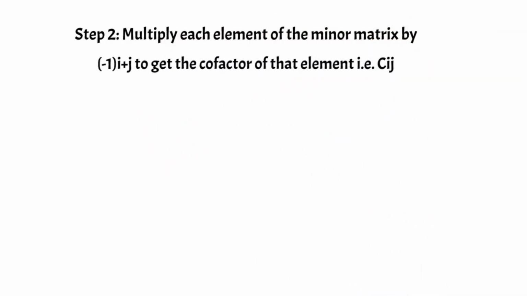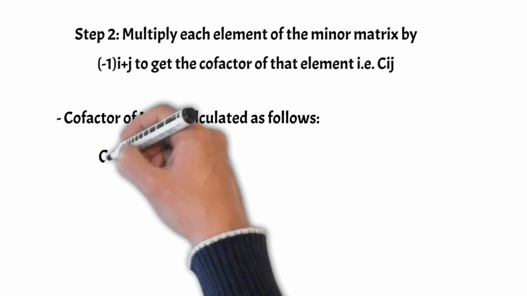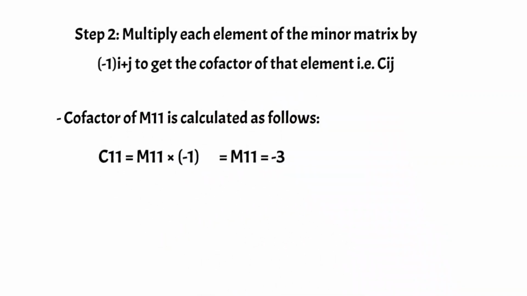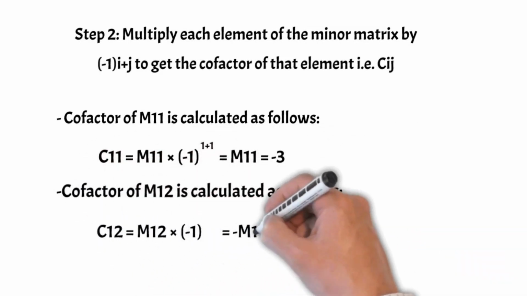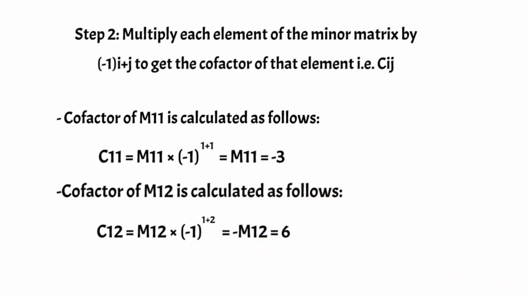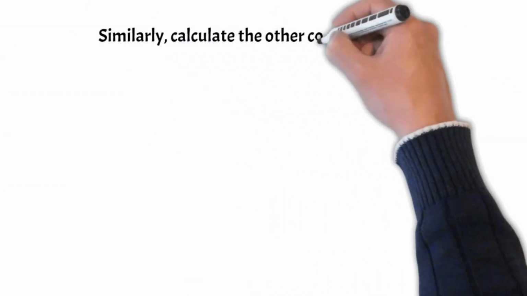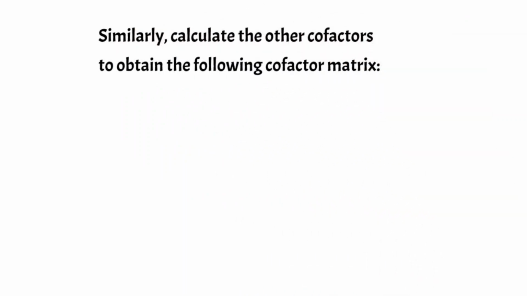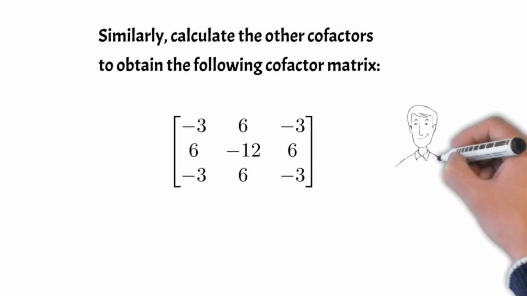Step 2. Multiply each element of the minor matrix by negative 1 to the power i plus j to get the cofactor of that element, i.e. Cij. So C11 equals M11, which is negative 3. And then the cofactor C12 equals 6. Similarly, calculate the other cofactors to obtain the following cofactor matrix, which is here down below.